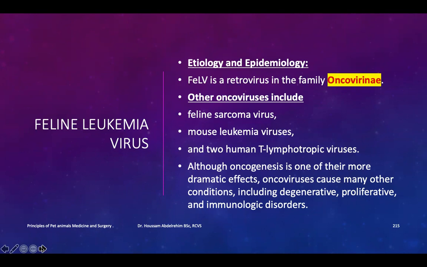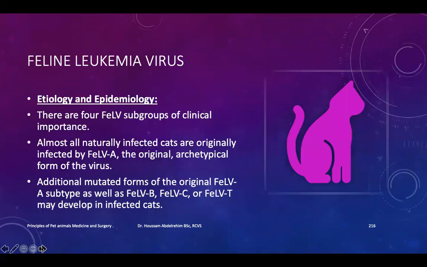الفلاين لوكيميا فيروس ده ريترو فيروس من العيلة اللي هي أونكوفيريني، زي الفلاين ساركوما فيروس، mouse leukemia virus, and 2 human T lymphotropic viruses. Although oncogenesis is one of their more dramatic effects, oncoviruses cause many other conditions, including degenerative, proliferative, and immunologic disorders.